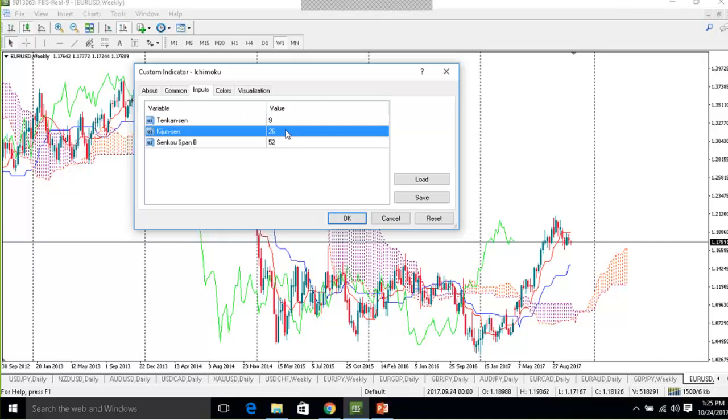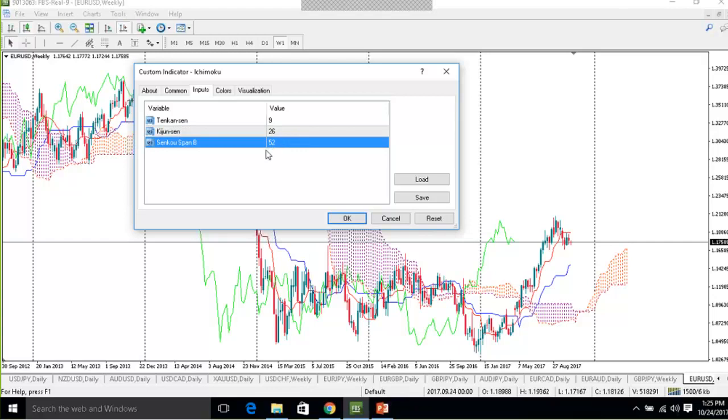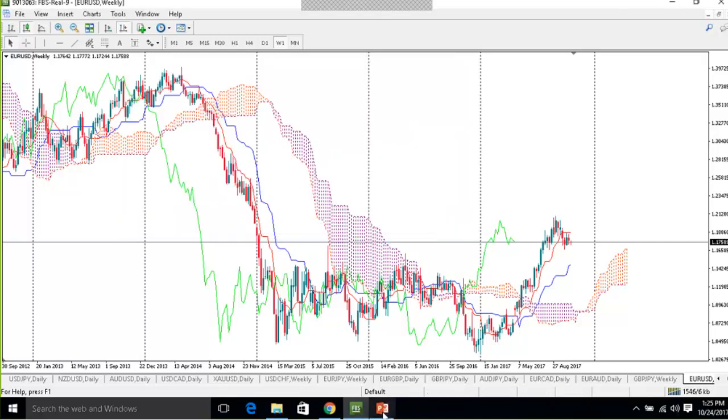26 was the number of working days in a month, and 52 clearly 2 months of working days. This is how Goichi Hosoda just tied his indicator to the market environment. So these are the settings.